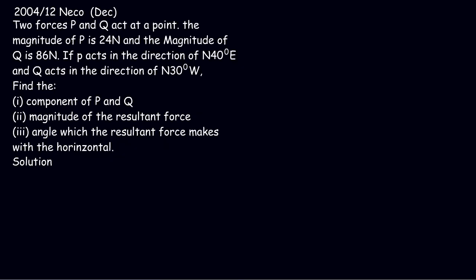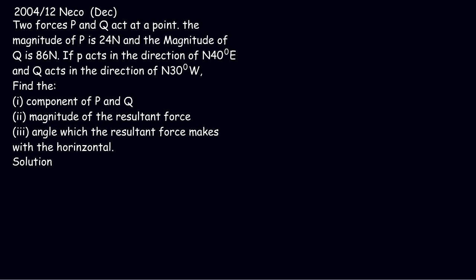We have another question from NECO 2004. It states that two forces P and Q act at a point. The magnitude of P is 24 Newton and the magnitude of Q is 86 Newton. If P acts in the direction of north 40 degrees east and Q acts in the direction of north 30 degrees west, find: 1. the components of P and Q, 2. the magnitude of the resultant force, 3. the angle the resultant force makes with the horizontal.